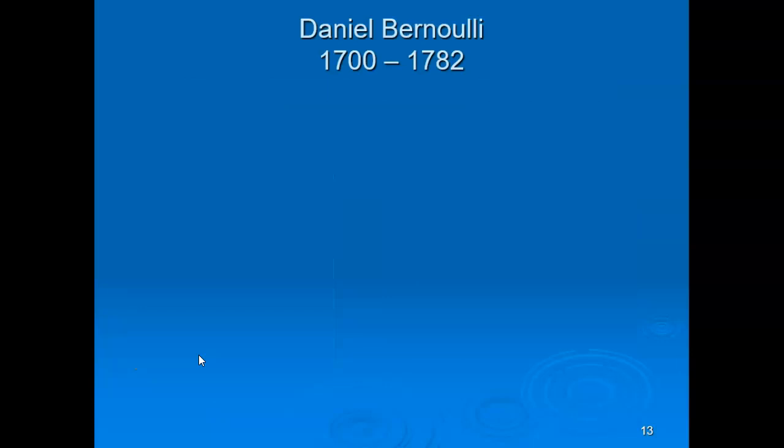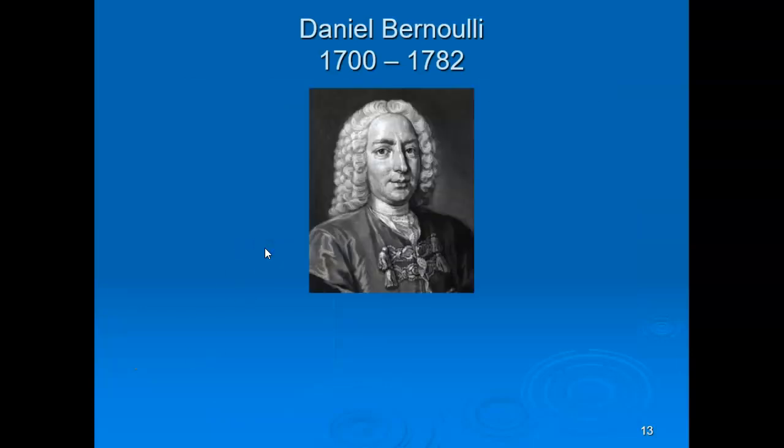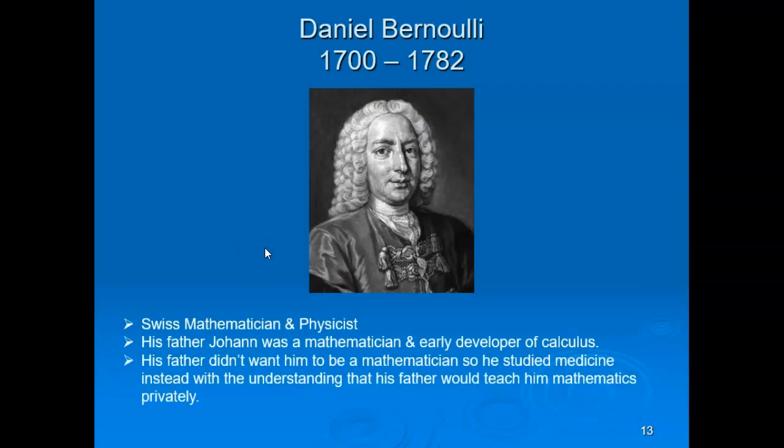So who was Daniel Bernoulli? Well, Daniel Bernoulli was a Swiss mathematician and a physicist. His father, Johann, was a mathematician and an early developer of calculus. And Daniel had hoped to become a mathematician, but his father wanted him to be a physician. So Daniel agreed to study medicine if his father would teach him about math privately.